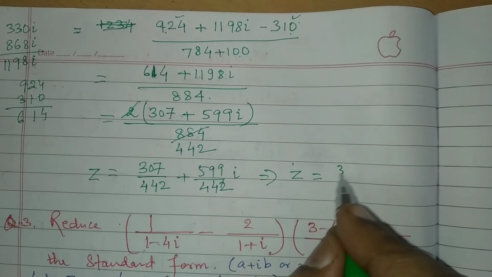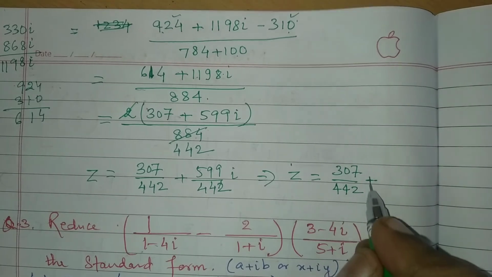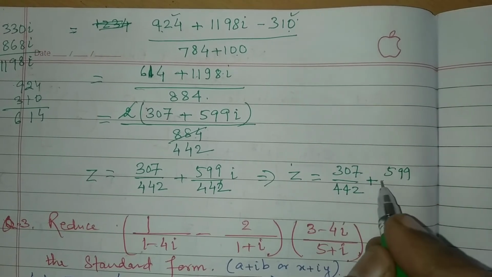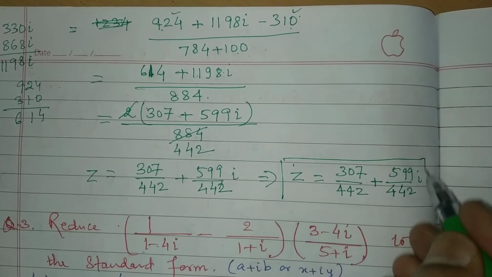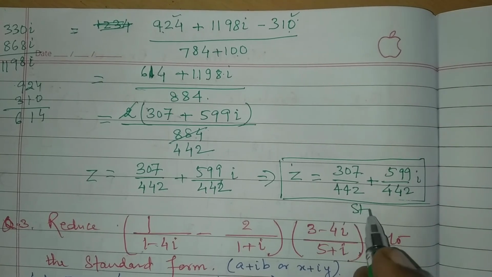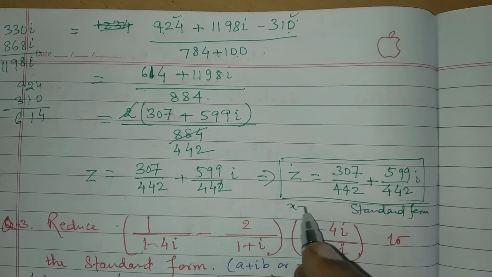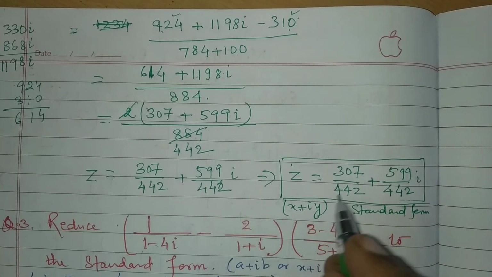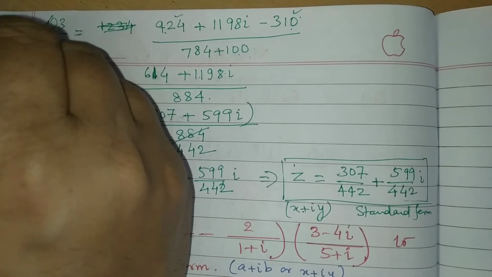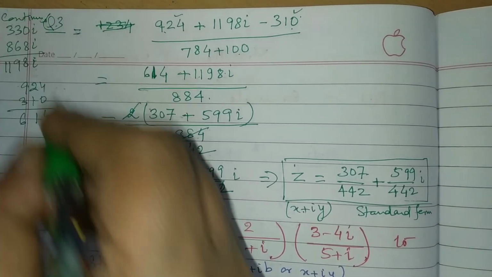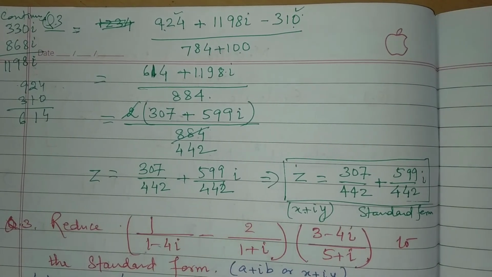Therefore z is equal to 307 by 442 plus 599 divided by 442 iota. So this is in standard form. Standard form means in the form of x plus iy we have done. So this is the question number 3, continuation of question number 3 of miscellaneous exercise. So now I am coming to the next question.